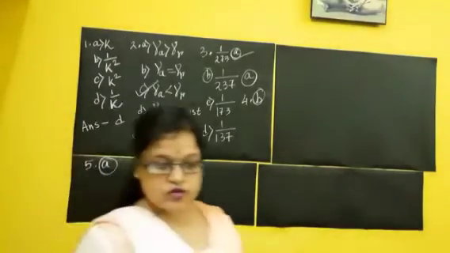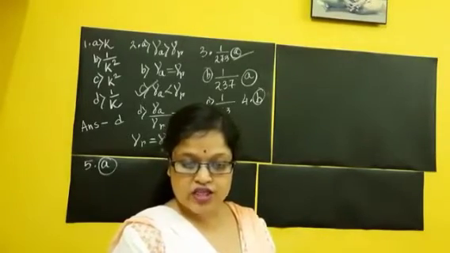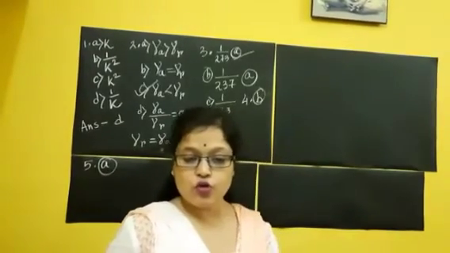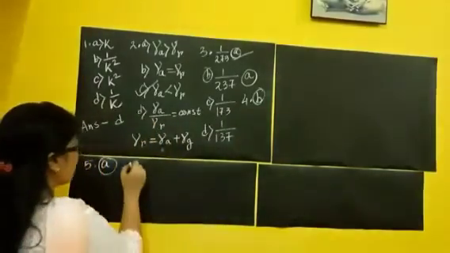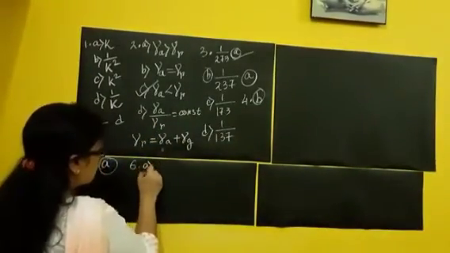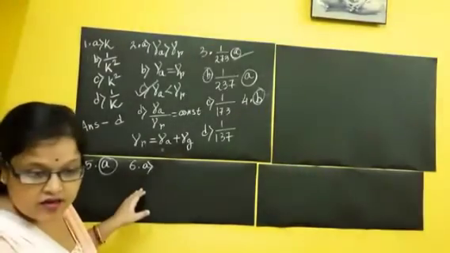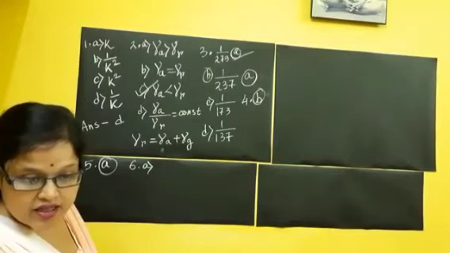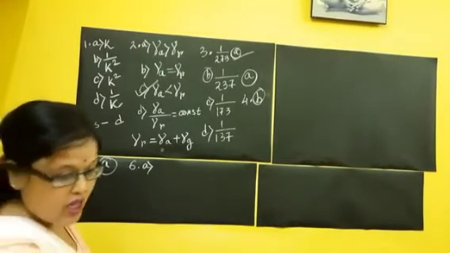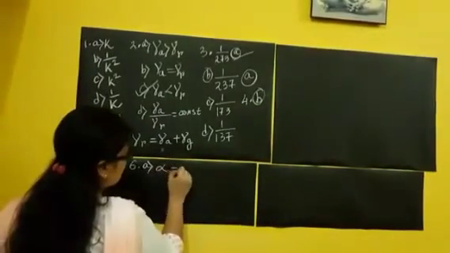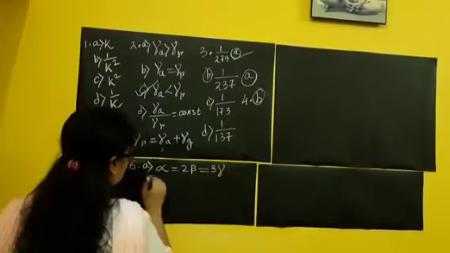Next question, question number 6. Which one of the following relations is true? I am writing the options to help you. Options are: option A, alpha equal to twice beta equal to thrice of gamma.